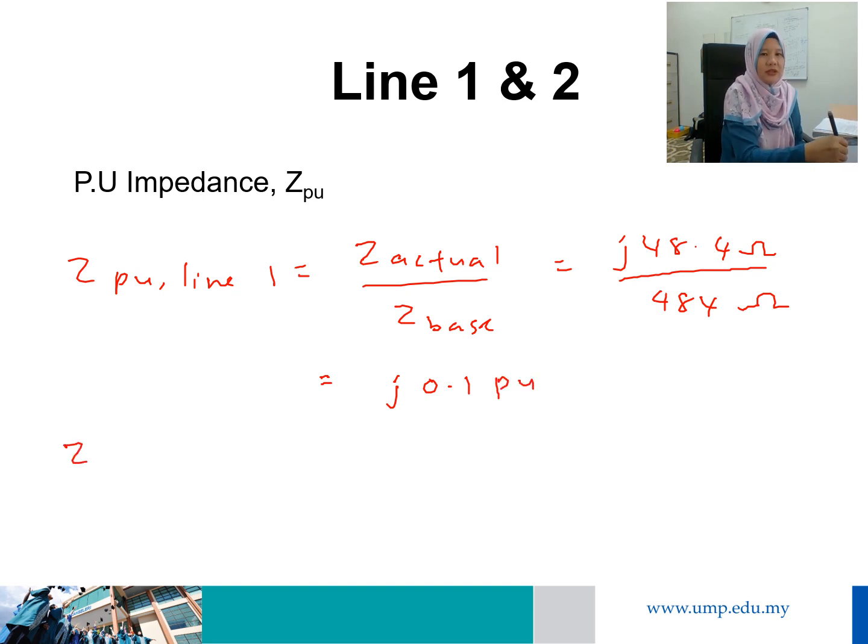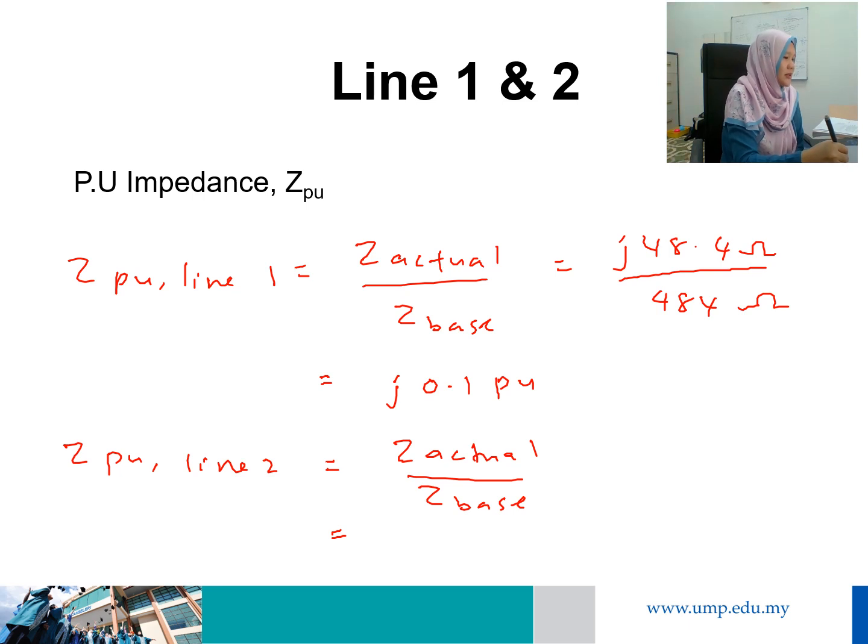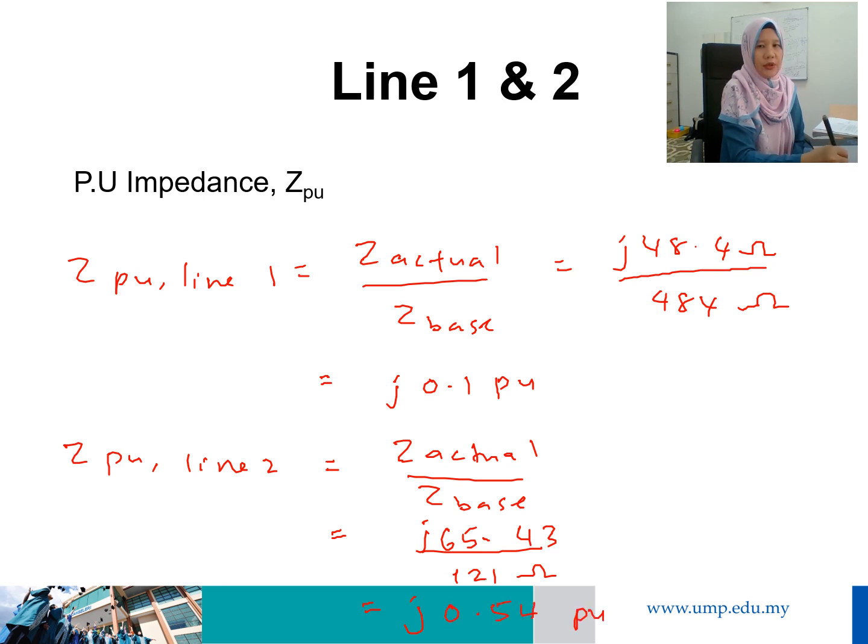And for transmission line 2, the per unit impedance is equal to Z actual divided by Z base, and Z actual is j65.43, divided by 121 ohm. So this is equal to j0.54 PU.